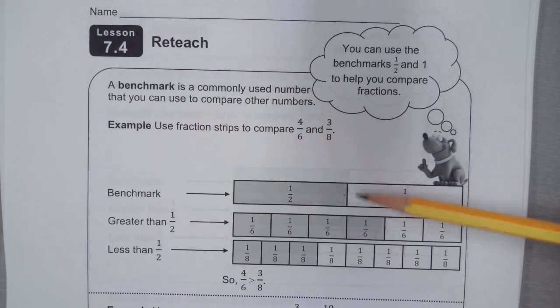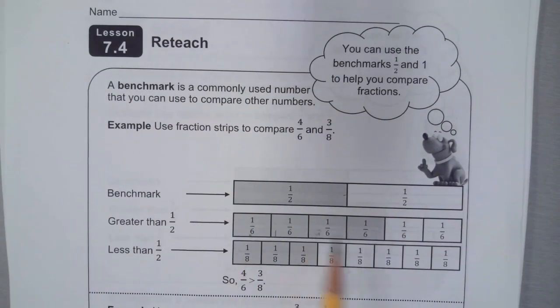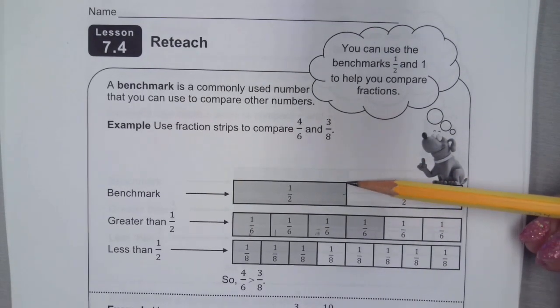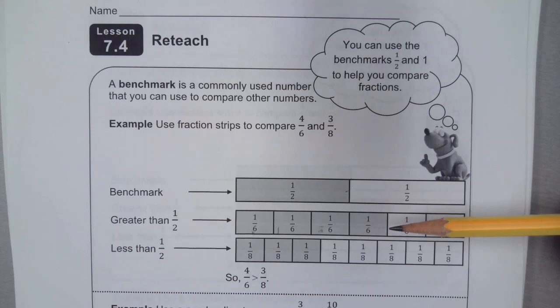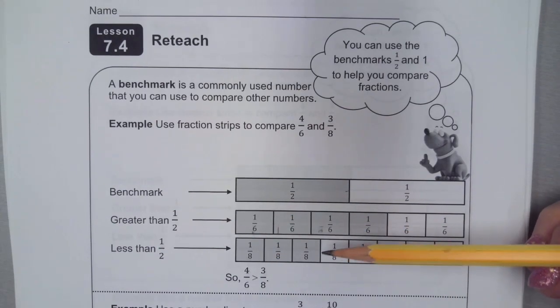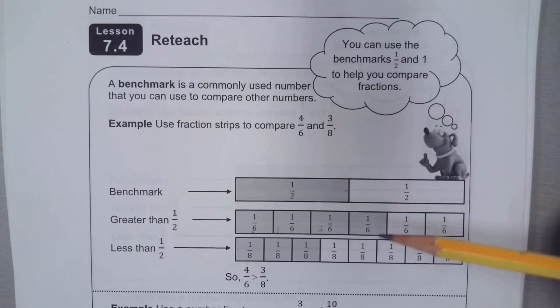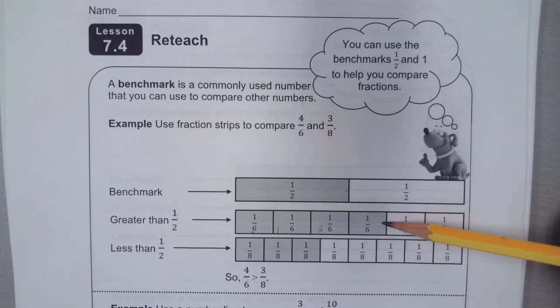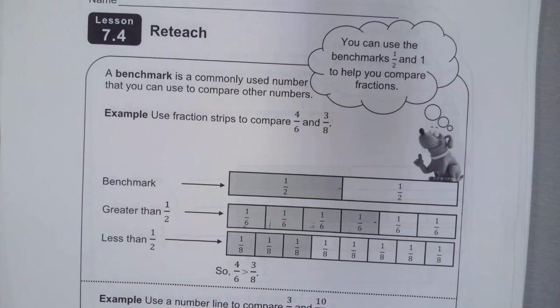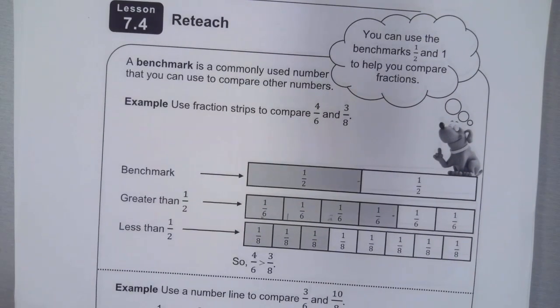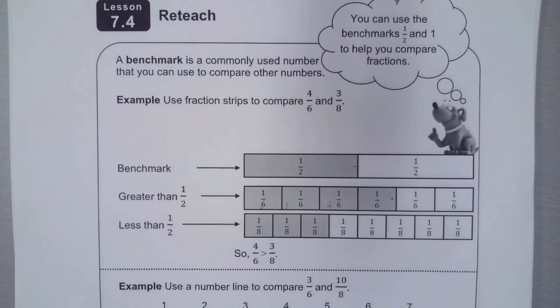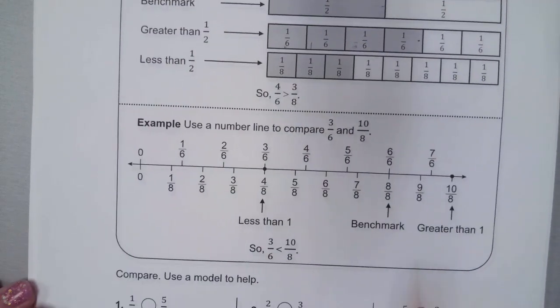So here we are looking at 4/6, which we see is greater than 1/2, and 3/8, which we see is less than 1/2. So 4/6 is greater than 3/8. So does the benchmark compare them to see which one's less than and which one's greater than? Yes, we can compare it to the benchmark fraction to help us get an idea of the size of the fractions. So let's look at this number line.